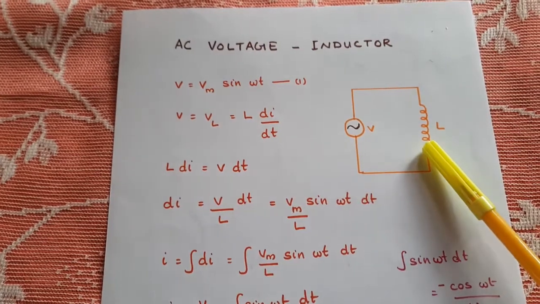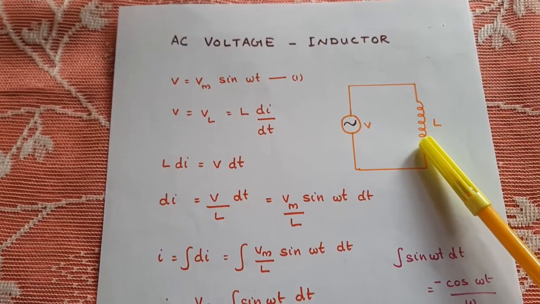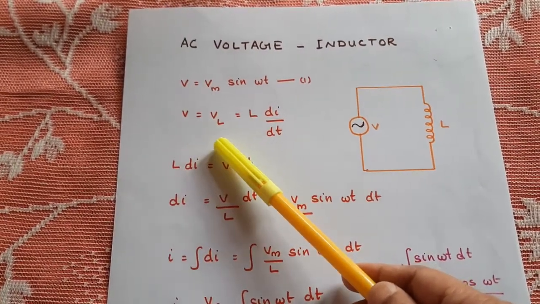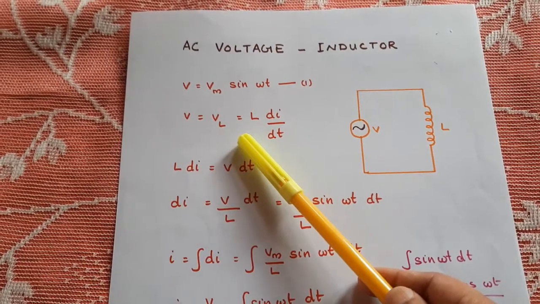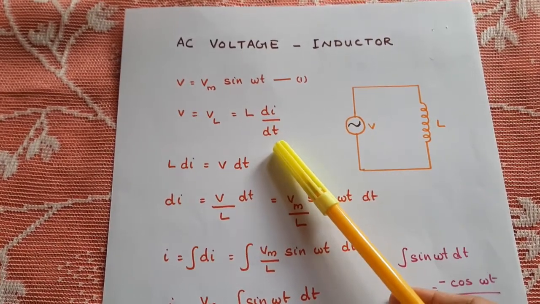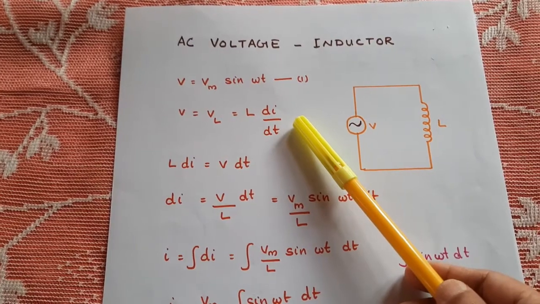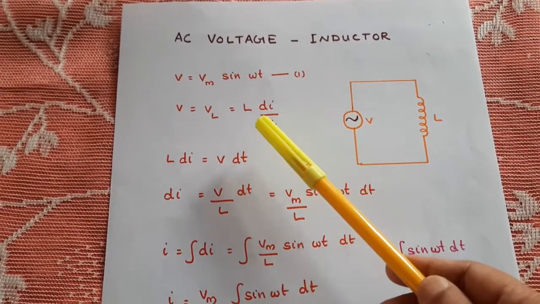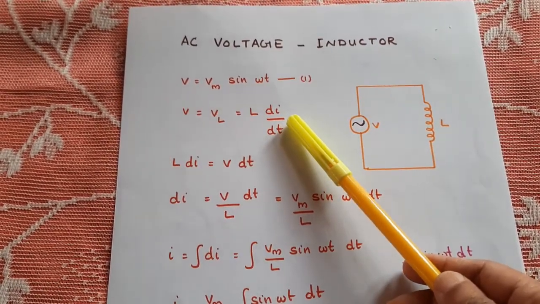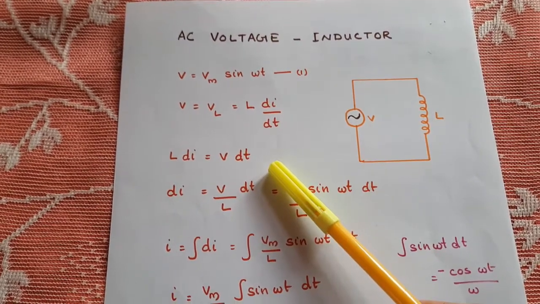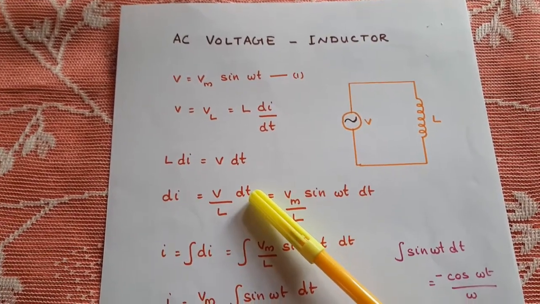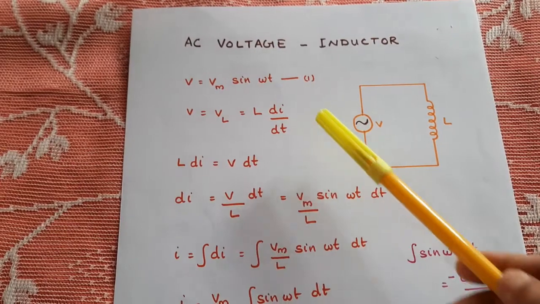Since it is a purely inductive circuit, voltage across inductor is equal to applied voltage V. So V is equal to VL, which is equal to the induced EMF L into di by dt. So from this equation, let us find the current through the inductor, I. Let us cross multiply. V into dt is equal to L into di. Therefore, di is equal to V by L dt, where V is Vm sin omega t.